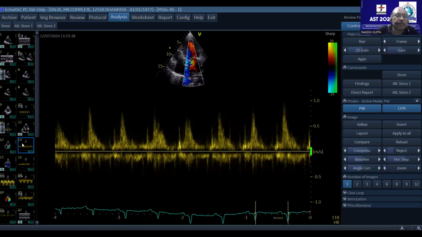She is Dhanpata, correct. Now, before that regurgitant volume, look at what exactly I have done in this patient. I've kept my sample volume right into the pulmonary vein. The jet is so severe that it is going all the way to the roof of the LA. So what will happen to the pulmonary venous flow pattern?